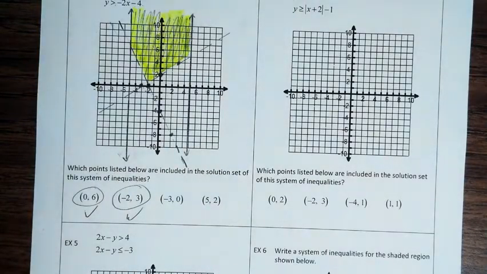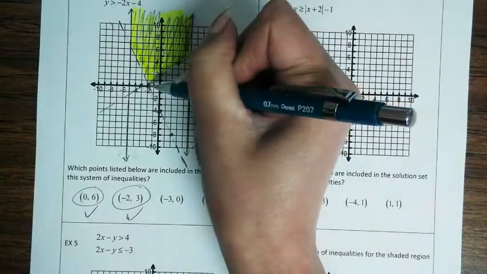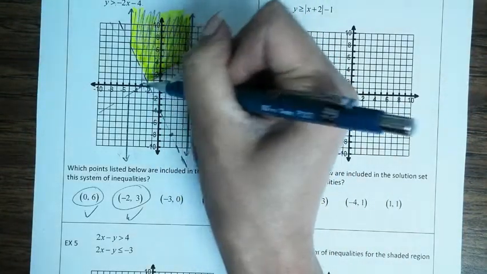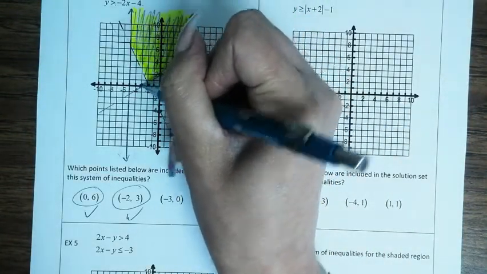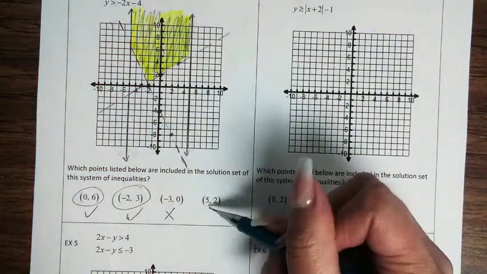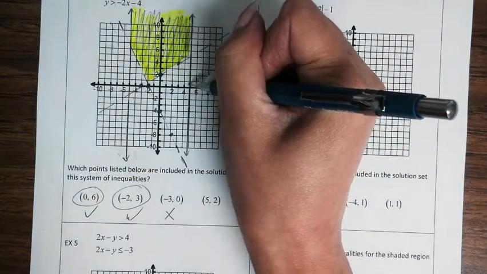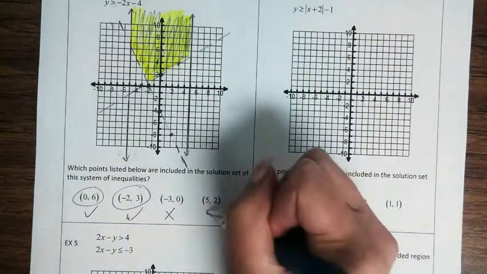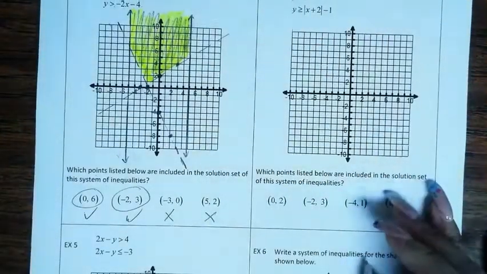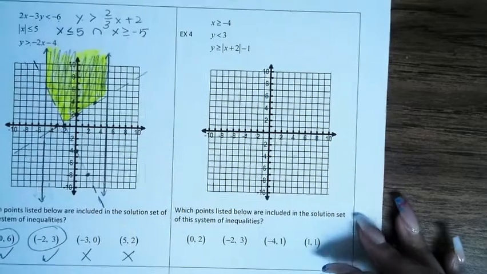So far so good, right? Then you are like (-3, 0). So here, is that point part of the highlighted part? Absolutely not. Then you move on to (5, 2). Okay, so (5, 2), not even close. That's a no-no. And that's how we solve this problem. Let's move on to the one that we have over here.